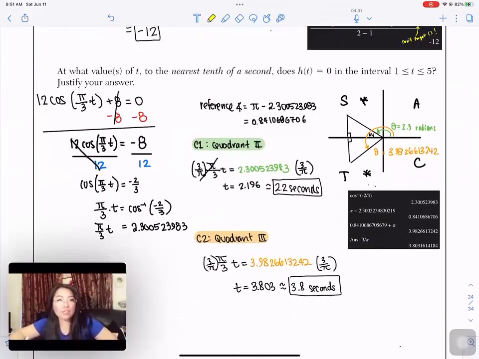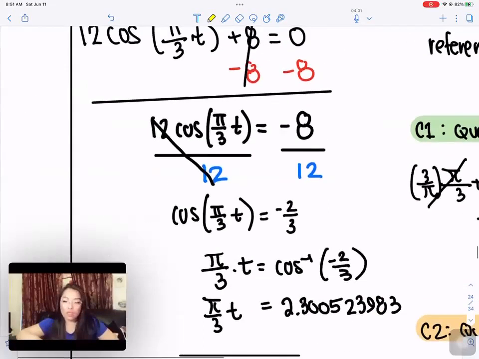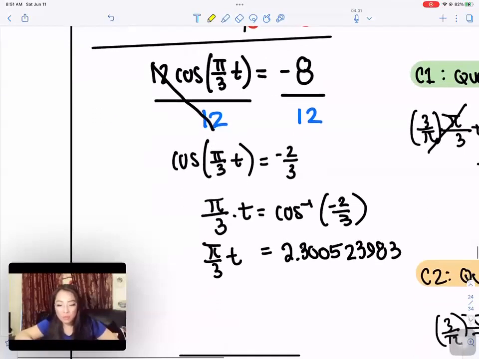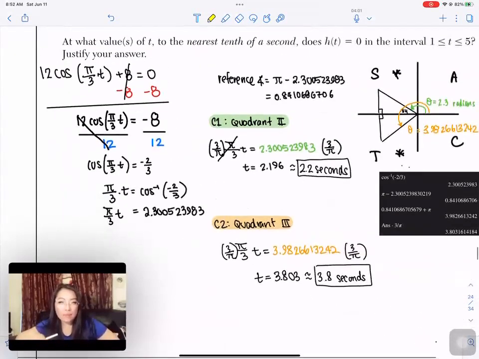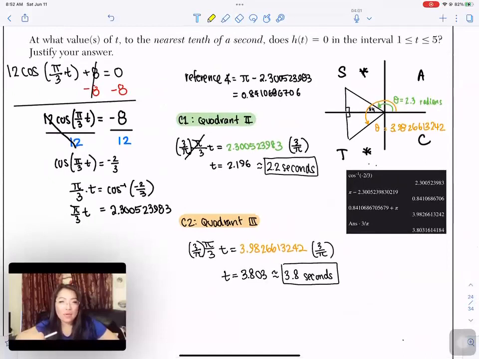And then the next one is solve. So I did it algebraically because some of you were like, well, how do I solve for the t value? So you solve by solving cosine. You subtract 8 on both sides, then you divide by 12, and now you have cosine pi over 3t equals -2 over 3. Take the arc cosine of both sides to figure out what the theta is, and your theta is going to be in radians, and that's fine. It's 2.3. Now keep in mind that cosine is negative in quadrant 2 and in quadrant 3. So you have two answers.